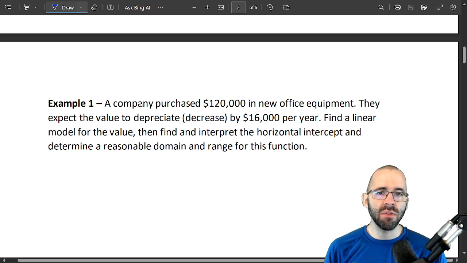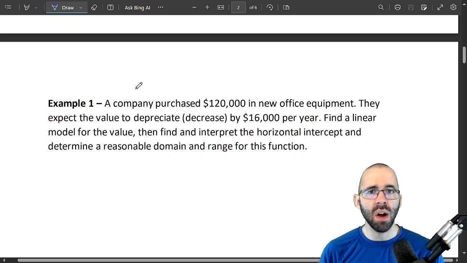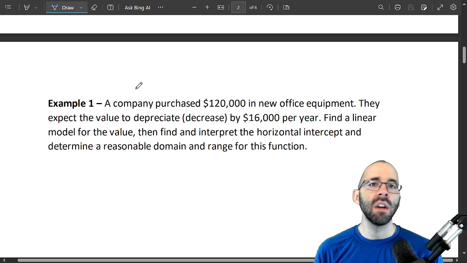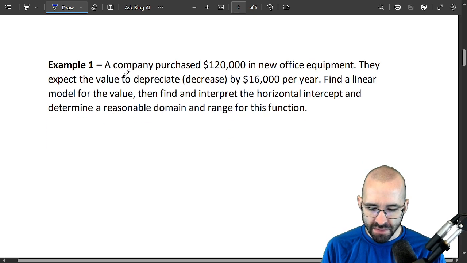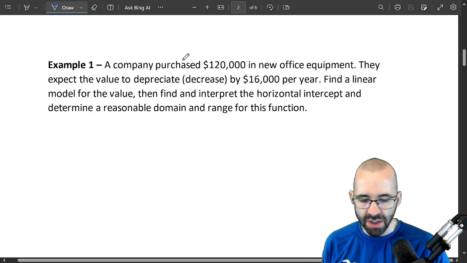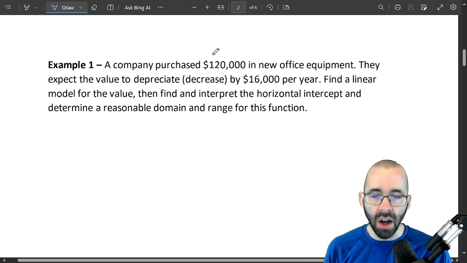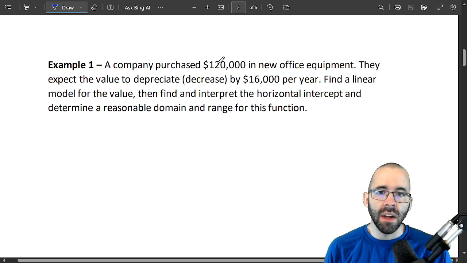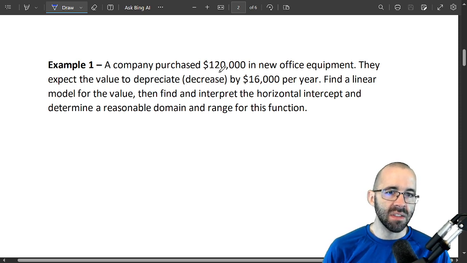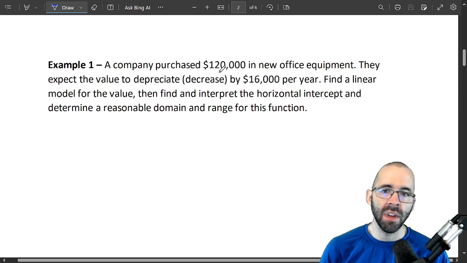Okay, so if you're ever feeling lost on one of these application problems, these problems with a bunch of words, go back to those step-by-step things and see what's going on. So let's look at this situation. We've got a company and they purchased $120,000 worth of new office equipment. They expect the value of that office equipment to depreciate by $16,000 every year.